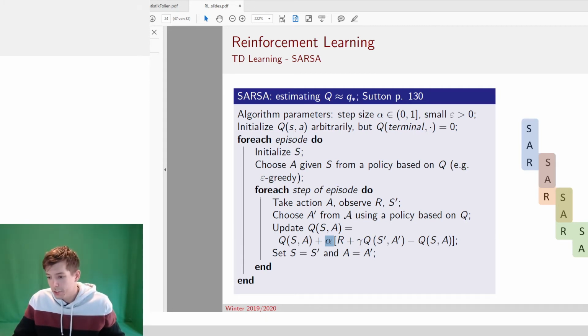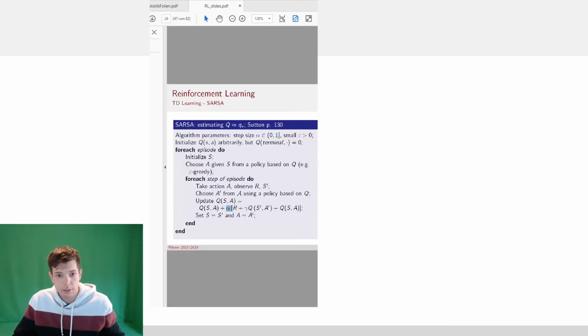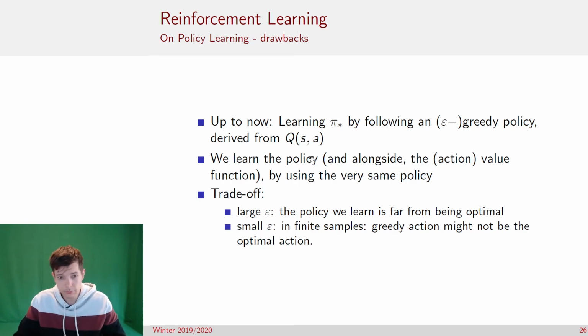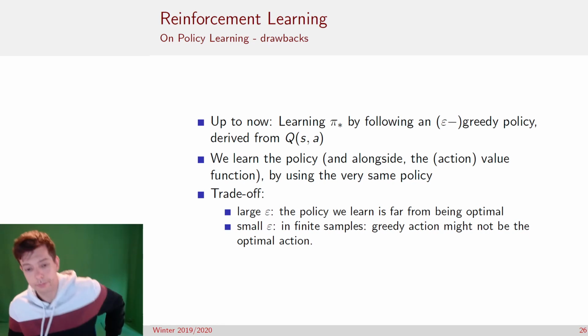Okay, let's continue with the lecture with some slides. So what we have done so far is we updated our value function, or in this case our action value function, by following some epsilon greedy policy we derived from the action value function. So we did that iteratively in order to get the optimal policy. A problem here might be, or is, that we are learning the policy, and with it the action value function, by using the very same policy.